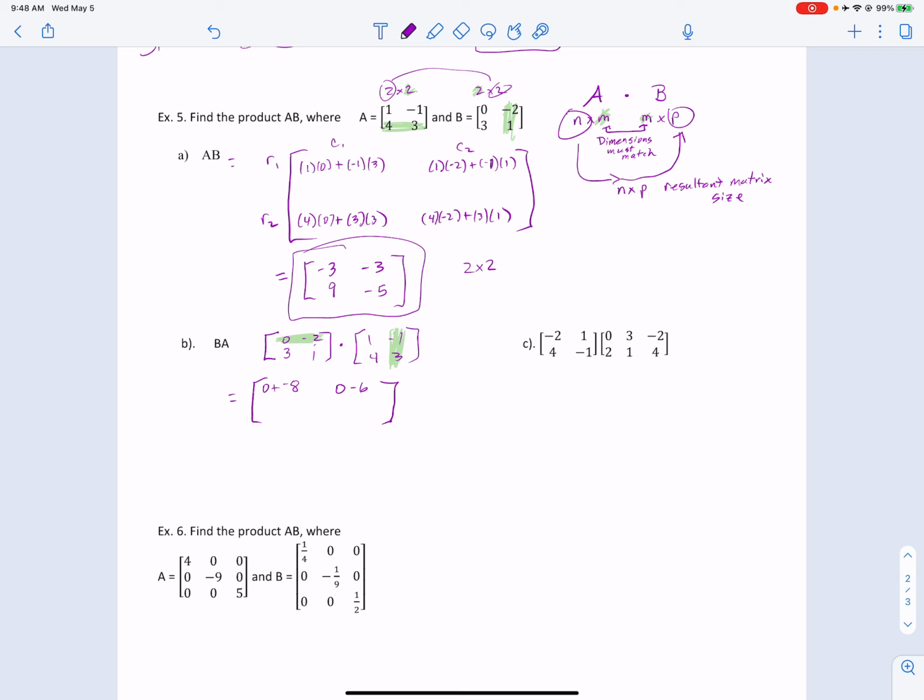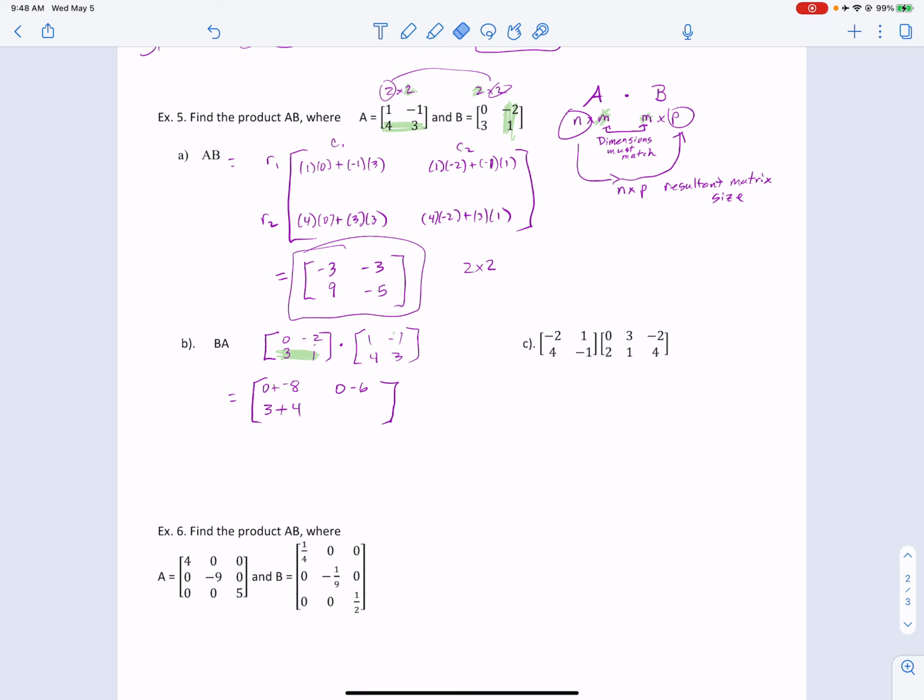And I'm just double checking. Yeah. All right, and then we ran out of columns. So now we're going to move to the next row. So we are going to use this row, but we're going to multiply with this column. And so we take 3 times 1 is 3, plus 1 times 4 is 4.